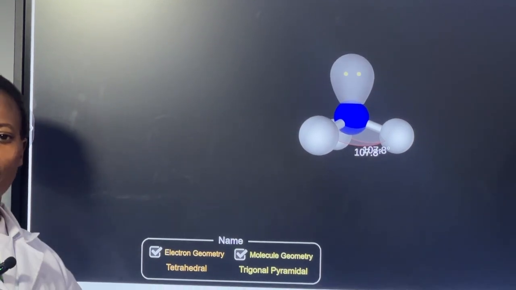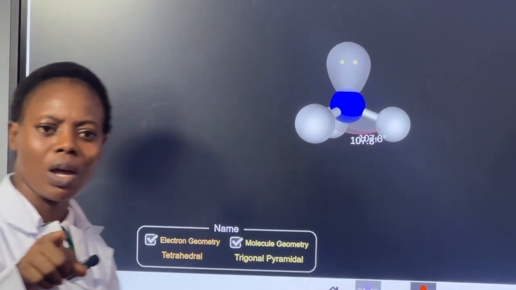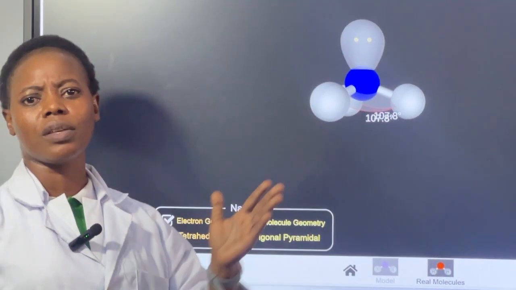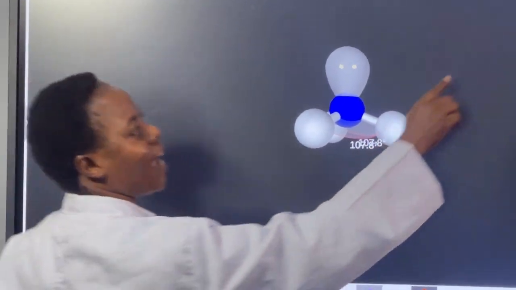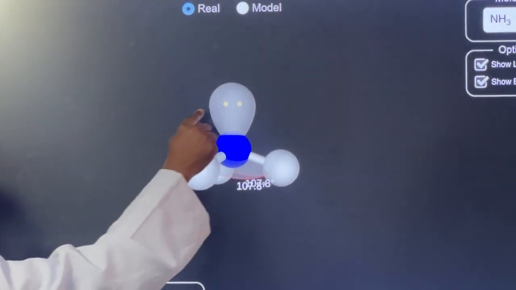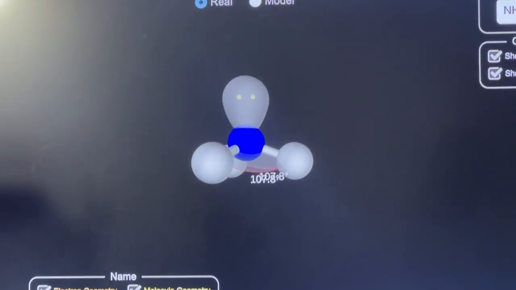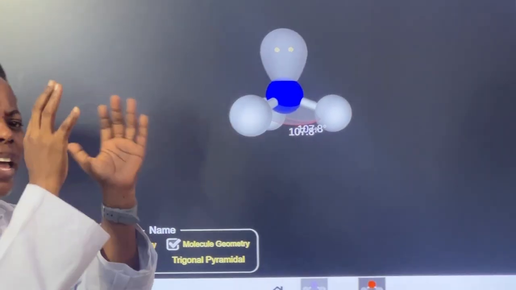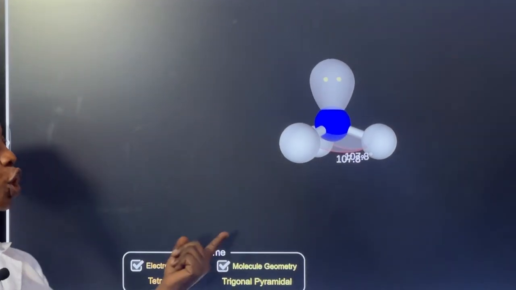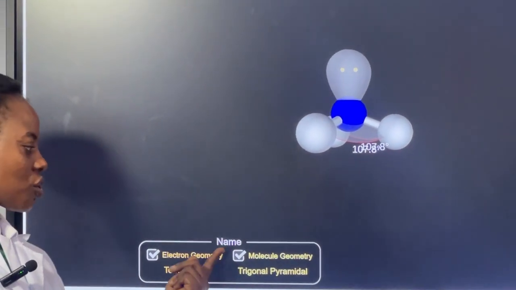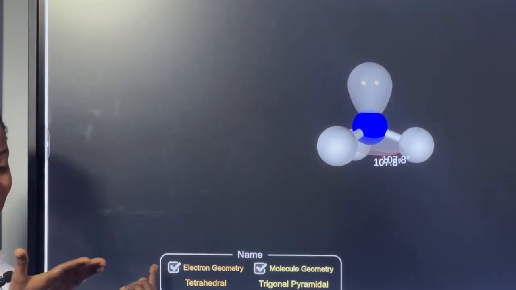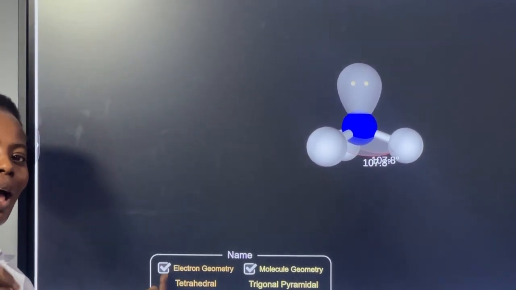The electron geometry. Why is it tetra? I told you earlier on, yeah? Good. 4. We are having about 4 electrons around this. Don't forget our ammonia is having 3 hydrogen, 3 things. And then we have the lone pair. We take that as 1, making 4 things arranged around the central atom. As you can see, the molecule geometry for ammonia is called trigonal pyramidal, while that of the electron geometry of that same shape is called tetrahedral.